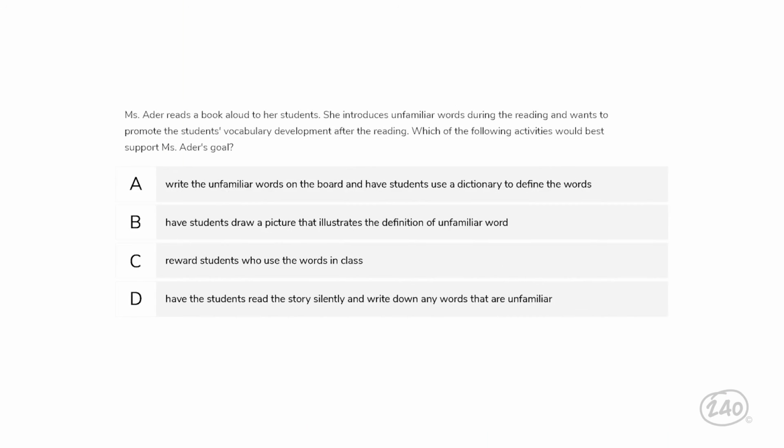Mrs. Ader reads a book aloud to her students. She introduces unfamiliar words during the reading and wants to promote the students' vocabulary development after the reading. Which of the following activities would best support that goal?